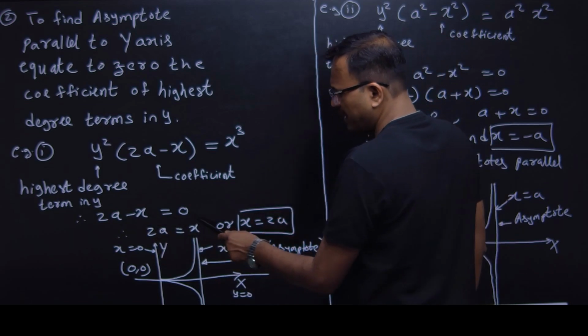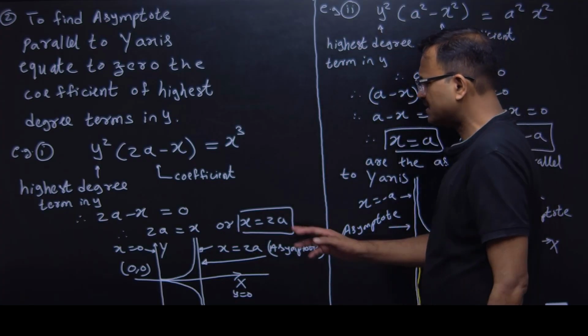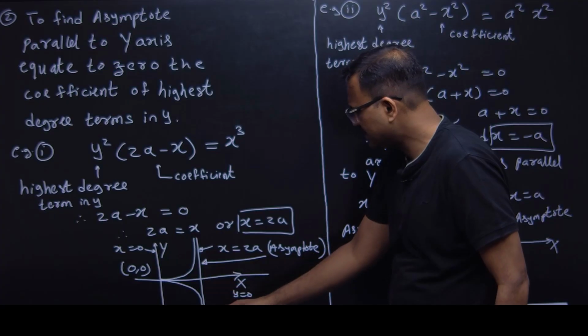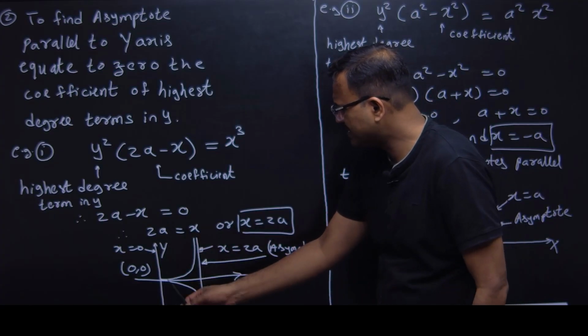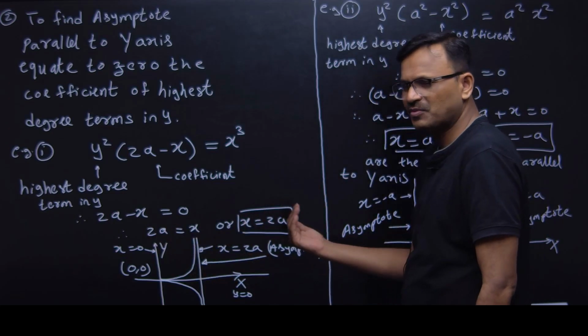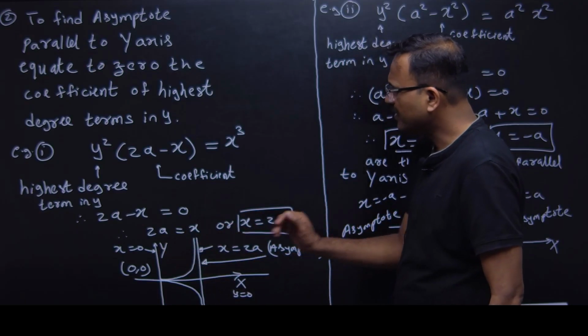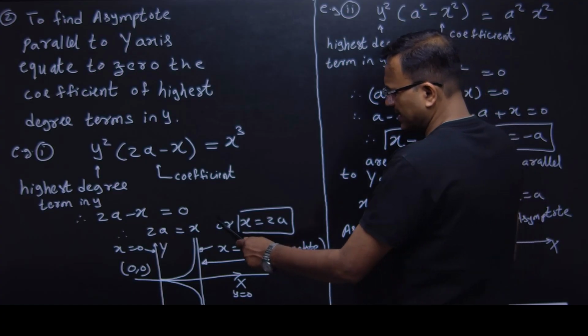So here we get 2a minus x is 0, or we get 2a is x, or we get x is 2a. So x is 2a is the asymptote. This line x is 2a. Remember, x is 0 is the y-axis. X is 2a will be a line parallel to y-axis on the right hand side, because x is positive. Say, considering 2a as positive, it will be on the right hand side of the y-axis. Line x is 2a is the asymptote.